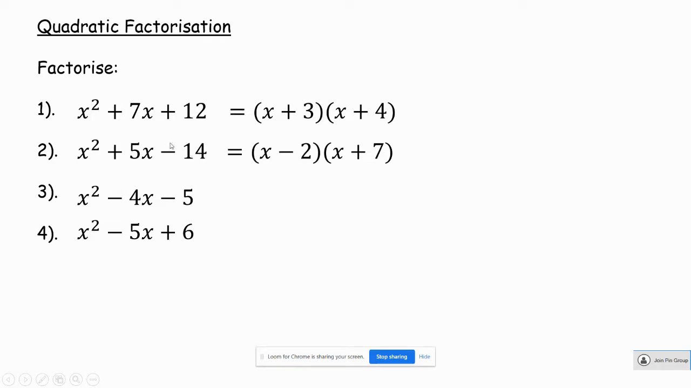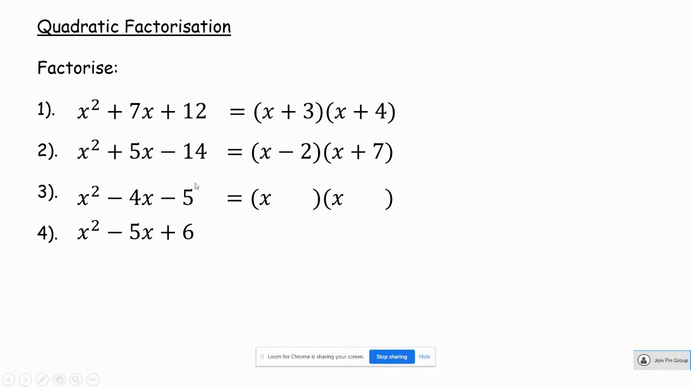But always start off with what multiplies to make this, because there's limited options, but there's loads of ways that things can add up to make 5. So again, we've got another quadratic factorization, so it's going to make the same first step, 2 brackets, x at the start of each of them. Then the next thing we're going to have to do is figure out 2 numbers that multiply to make minus 5 and add up to make minus 4.